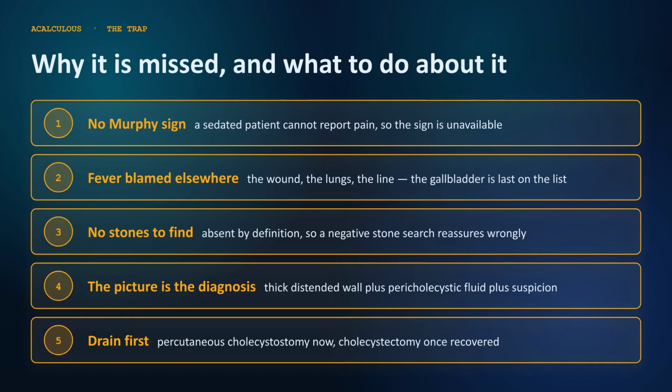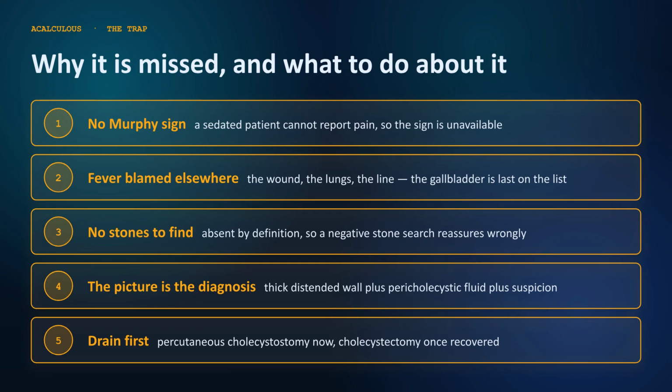Three reasons. The patient is sedated or encephalopathic and cannot report pain, so the Murphy sign is unavailable. The fever and the high white count are blamed on the pneumonia or the wound. And everyone is hunting for stones, which are absent by definition. So the diagnosis rests on the picture. A thickened distended gallbladder with pericholecystic fluid in a critically ill patient with unexplained fever.